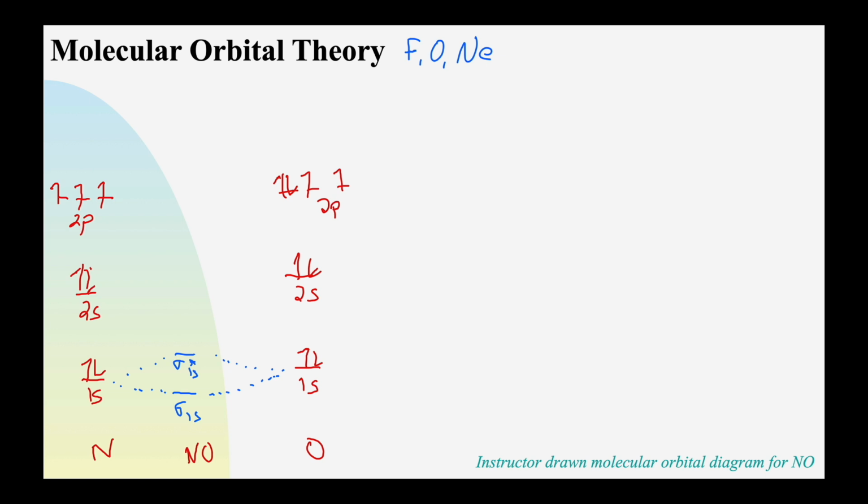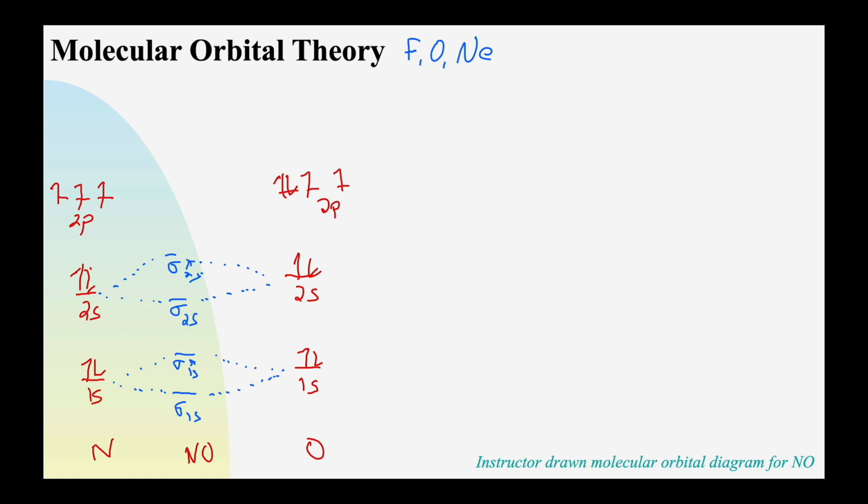2s looks very similar. There's going to be a lower sigma 2s and a higher sigma star 2s. And again, sometimes people use little lines like that to show where the molecular orbitals came from. Now, this is where the quote-unquote exciting part comes from. In the F-O-N-E, it's different from the N-B-C. N-B-C had the 2 pi's first and then sigma.